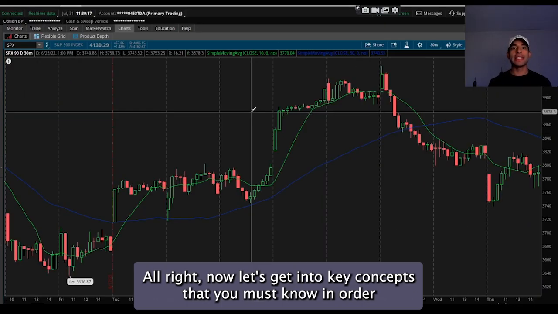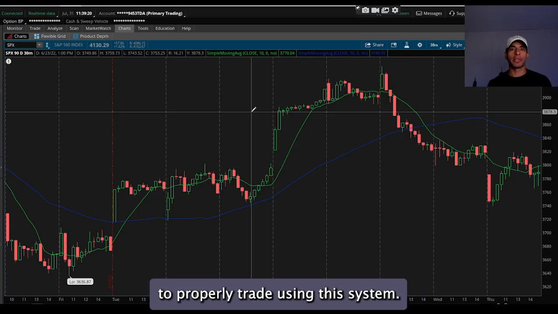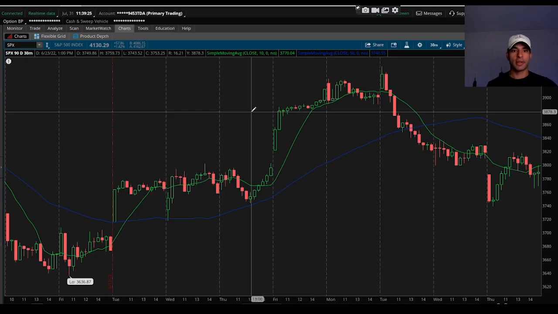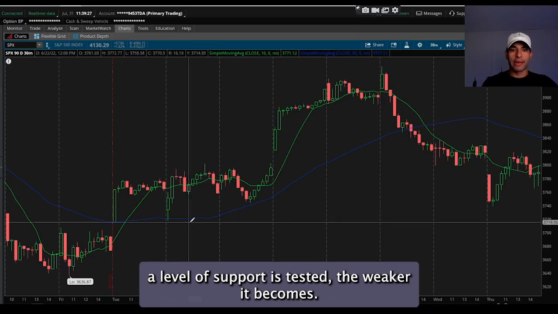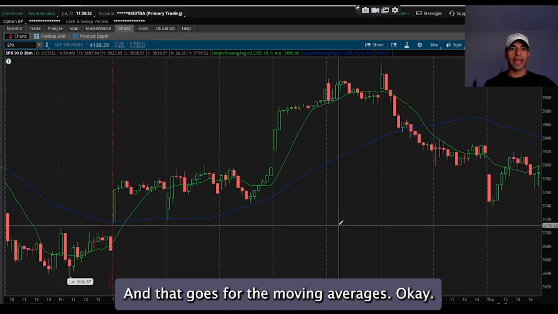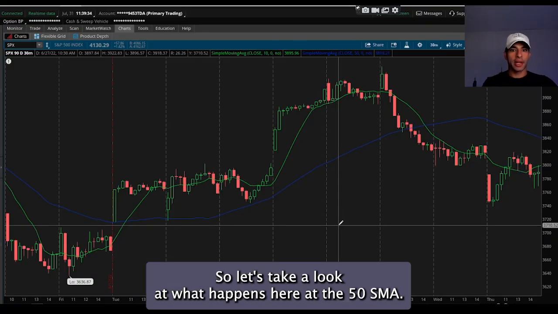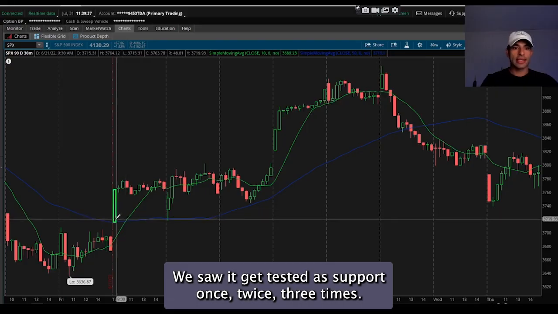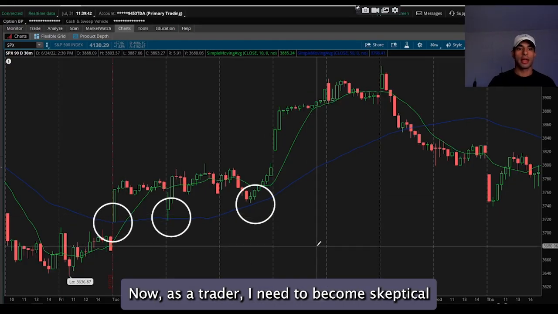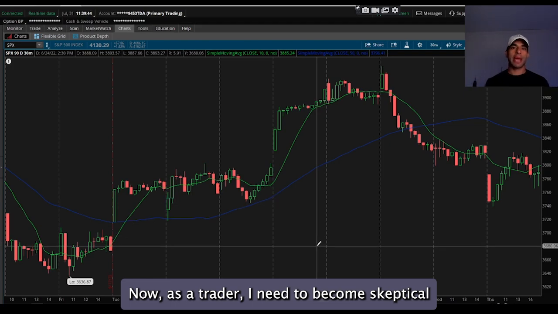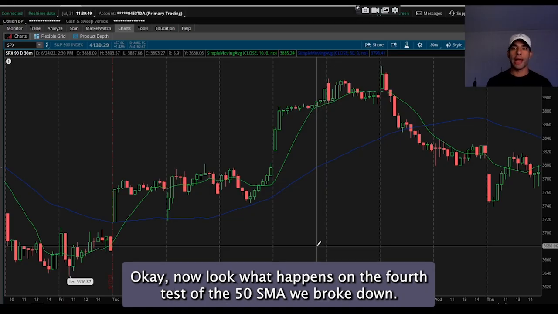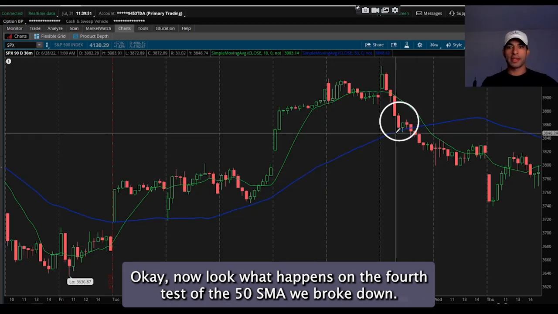All right, now let's get into key concepts that you must know in order to properly trade using the system. First, we're going to talk about support and resistance. The more often a level of support is tested, the weaker it becomes, and that goes for the moving averages, okay? So let's take a look at what happens here at the 50 SMA. We saw it get tested as support once, twice, 3 times. Now, as a trader, I need to become skeptical that this level of support or this moving average is becoming weaker, okay? Now look what happens on the 4th test of the 50 SMA.